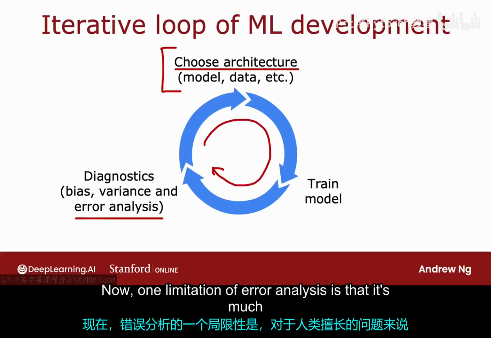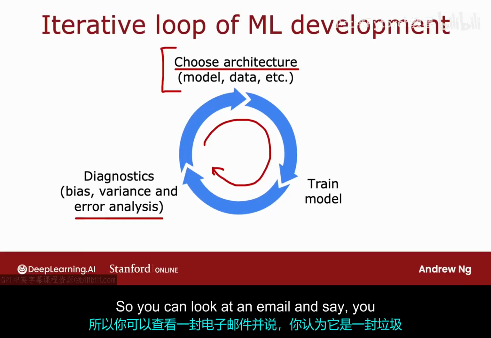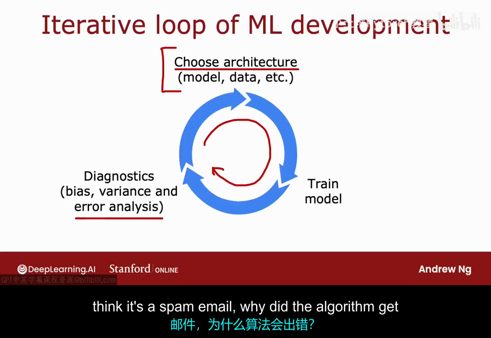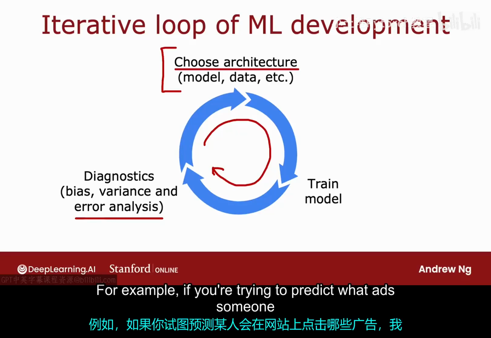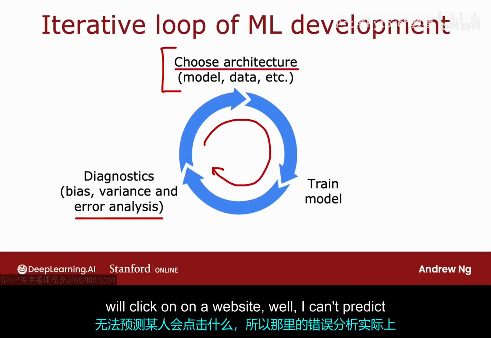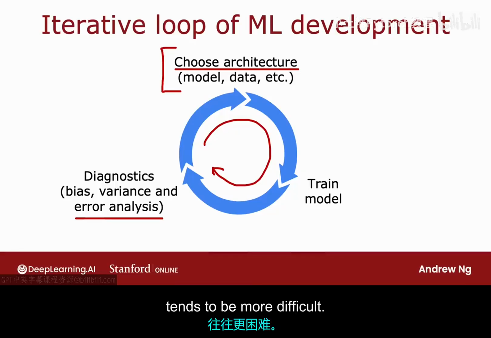Now, one limitation of error analysis is that it's much easier to do for problems that humans are good at. So you can look at an email and say, you think it's a spam email. Why did the algorithm get it wrong? Error analysis can be a bit harder for tasks that even humans aren't good at. For example, if you're trying to predict what ads someone will click on a website, well, I can't predict what someone will click on. So error analysis there actually tends to be more difficult.